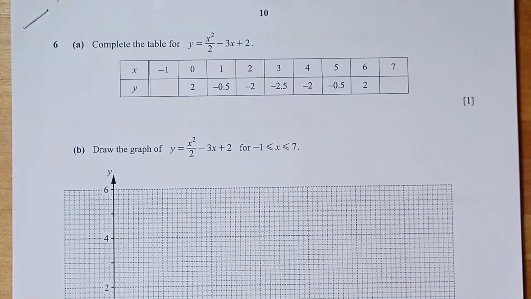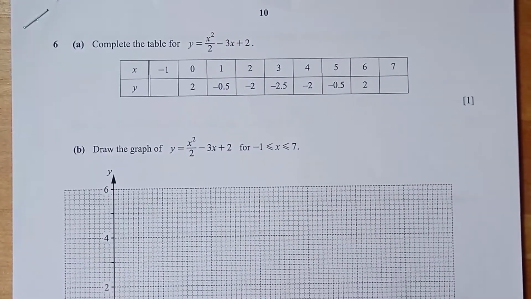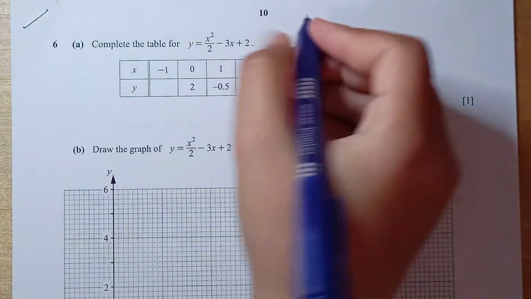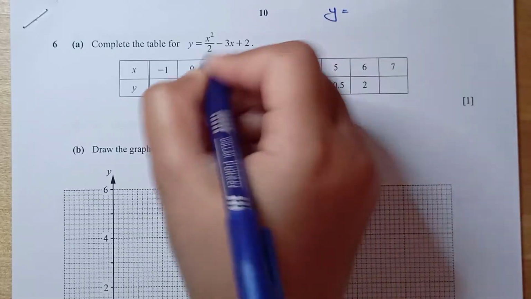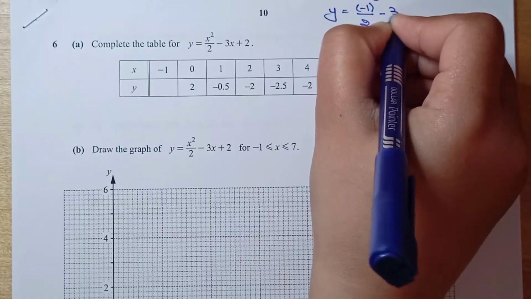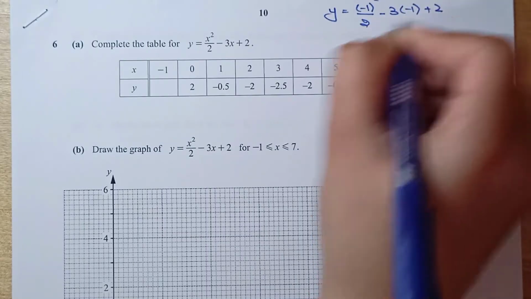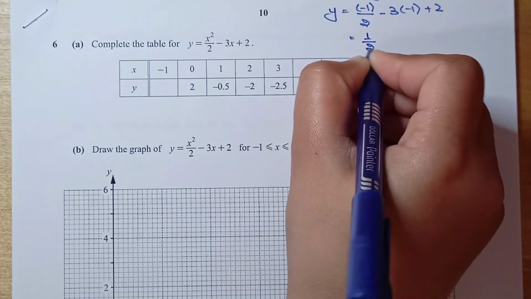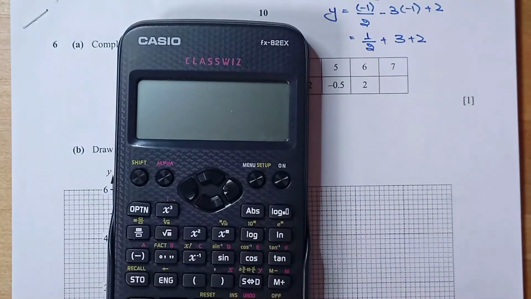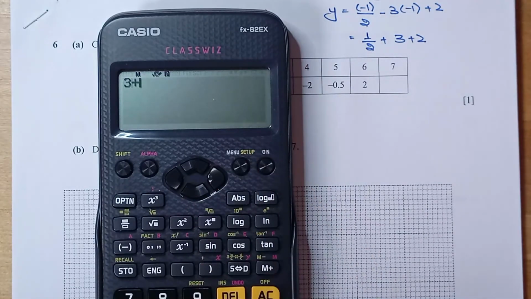Number 6 in A part, complete the table for the function. We need to find the y value when x is -1 and when x is 7. Let me do it step by step. So y equals, let me solve for -1 first. (-1) squared divided by 2 minus 3 times -1 plus 2. So this is 1 by 2 plus 3 and then plus 2. So 3 plus 2 is 5, and then plus 1 by 2 is 11 by 2, that is 5.5.